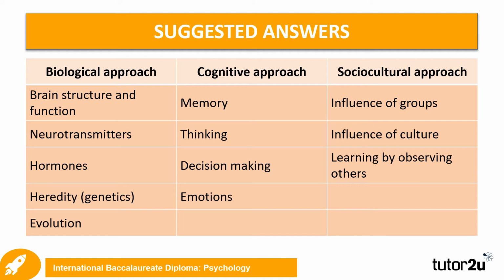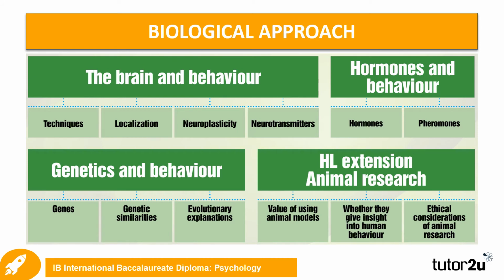We'll now look at each of these approaches in some more depth. Each of the three approaches consists of 3 topics, plus a higher level extension. Each topic consists of several content points. Paper 1 exam questions refer to this topic and content terms. Topics in the biological approach include the relationship between the brain and behavior, hormones and pheromones and their effects on behavior, and genetics and behavior. Only higher level students learn about animal research.